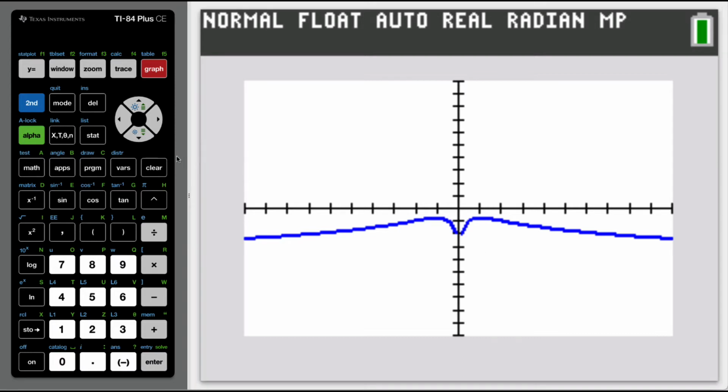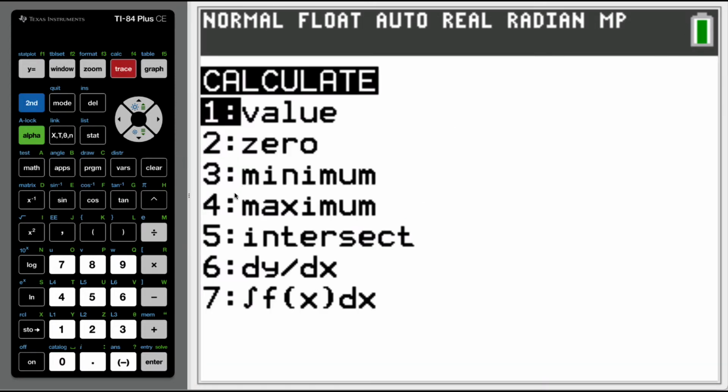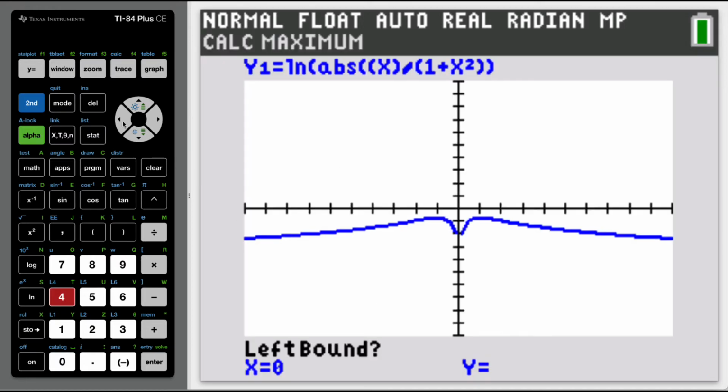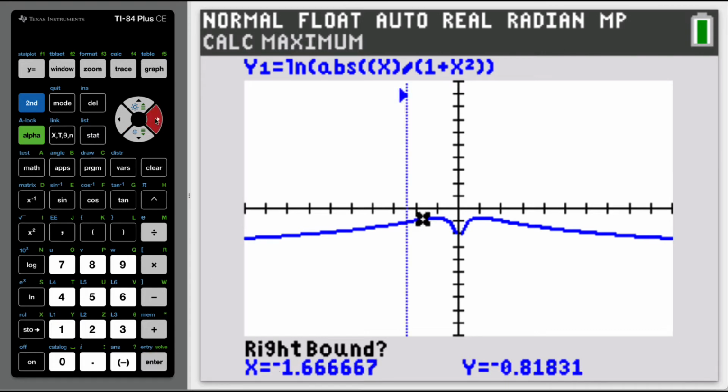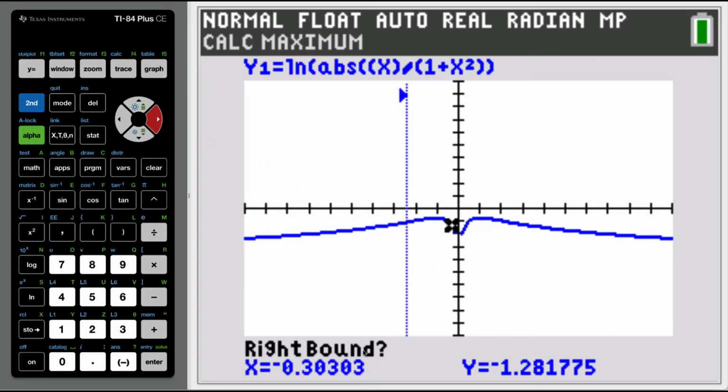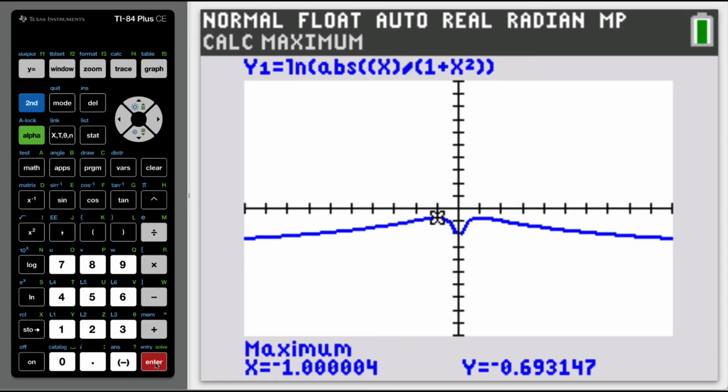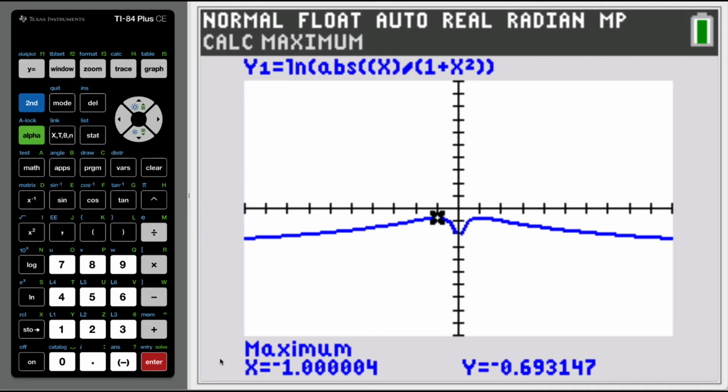So to find those maximum points, I'm going to do second calc and pick option number 4. That's my maximum. It asks me for a left bound point, so that means something on the left side of where we think the maximum is happening. So I'm just going to arrow over here, hit enter. Then I'm going to arrow to the right because it asked me for a right bound point. So I want to go to another point that's lower than where we think the maximum is happening. Hit enter. We can take a guess, but we don't have to. We can just hit enter one more time. So this is telling me that I've got a maximum point at the x value of -1, if we round that off, and its y value there is -0.69 if we round that off.